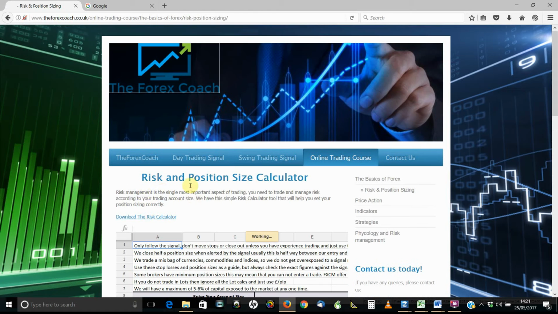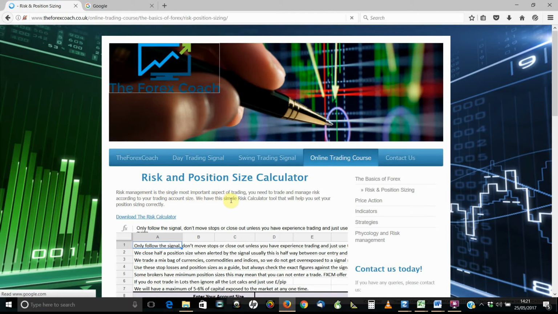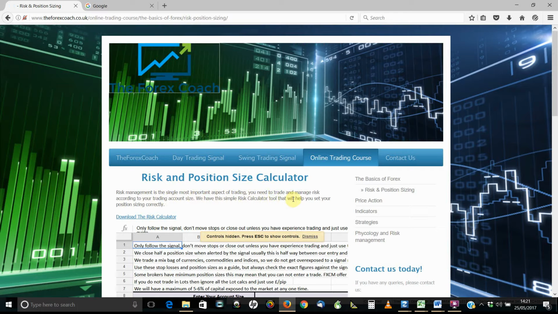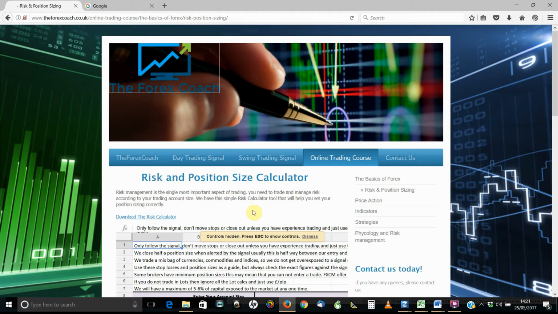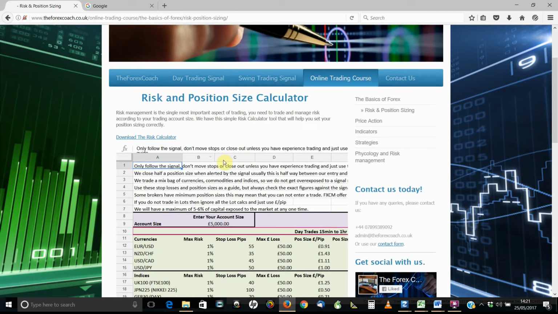Okay. So first of all, just read through this statement. Risk management is the single most important aspect of trading. You need to trade and manage risk according to your trading account size. We have this simple risk calculator tool that will help you set your position sizing correctly.